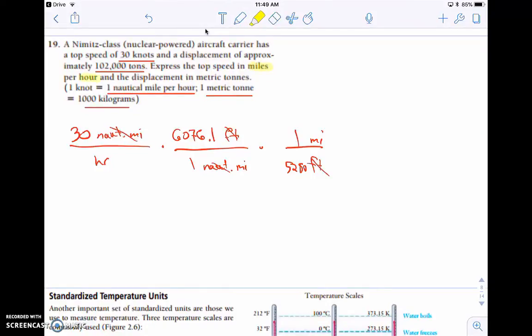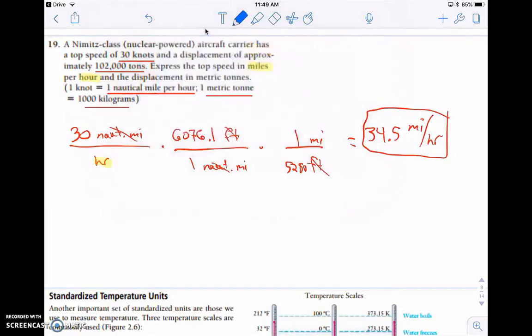Now we've got to get, well, per hour. And notice that we started in hours, and so we don't need to convert any units there because our time units are good. So when we multiply all of this out and divide, you should get 34.5 miles per hour. And that's the speed at which this nuclear-powered aircraft carrier will be traveling at a top speed.